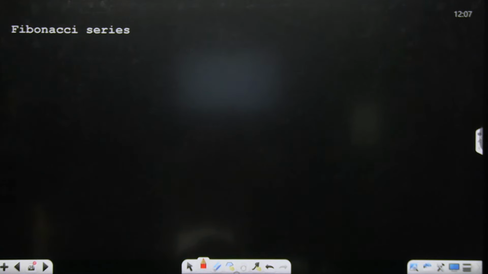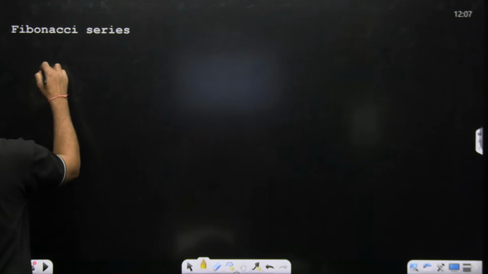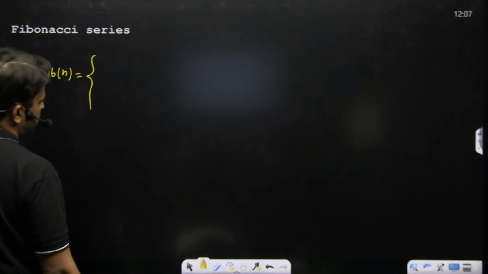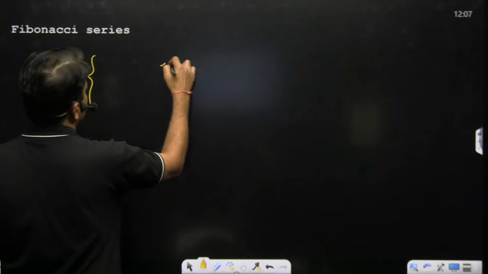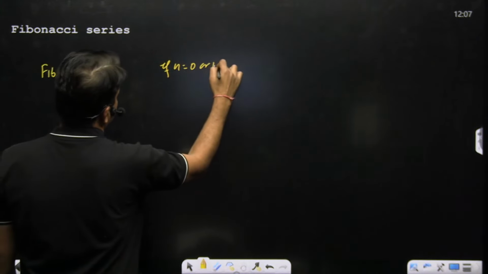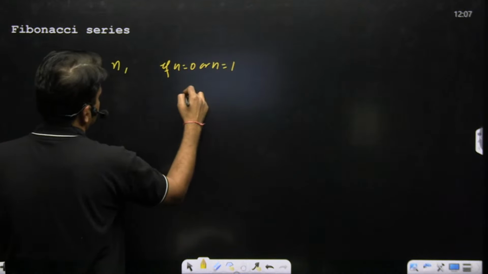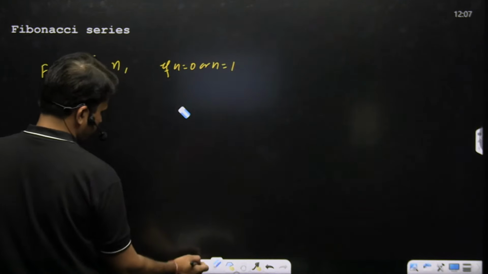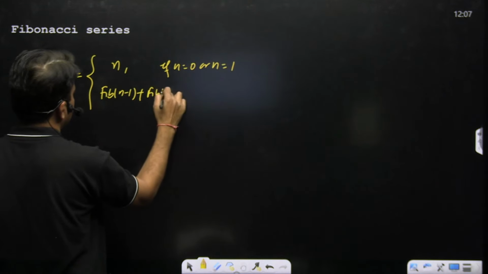So next is Fibonacci series. What is Fibonacci series? If n equals 0, initially two terms 0 and 1, then the answer is n. Otherwise, the answer is what? Sum of the previous two terms. Fibonacci of n minus 1 plus Fibonacci of n minus 2.